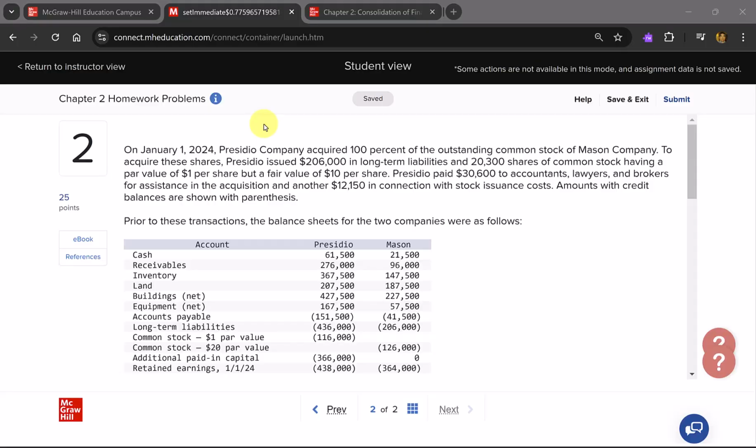This is a demonstration video on doing the homework problems for chapter number 2. There's 2 problems, and we're doing the second one here, probably the harder of the 2. So we have Presidio, that's the parent company acquiring the stock of Mason. We're given some additional information about incurring some cost here, and of course the amounts they're paying to acquire Mason.